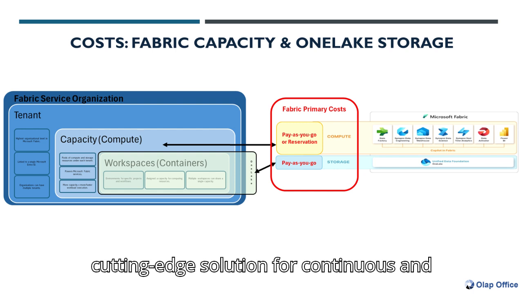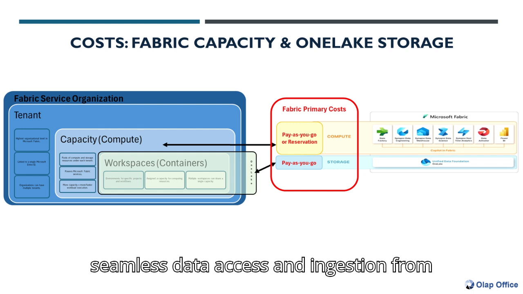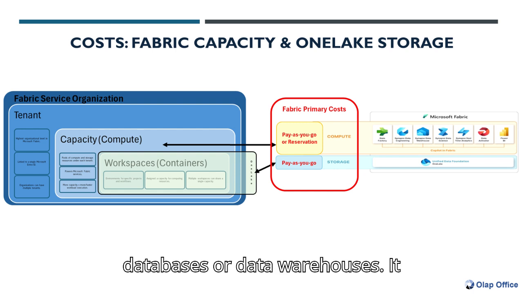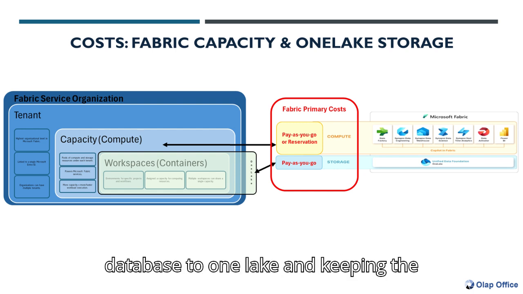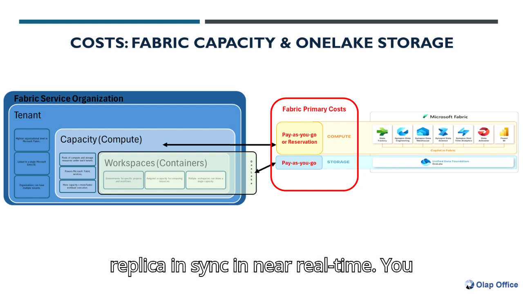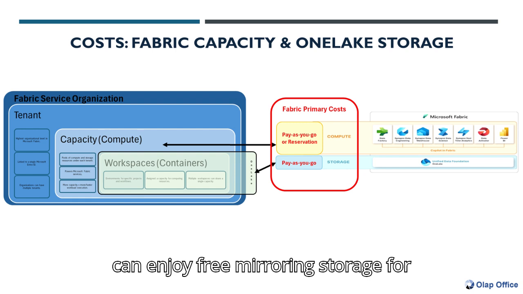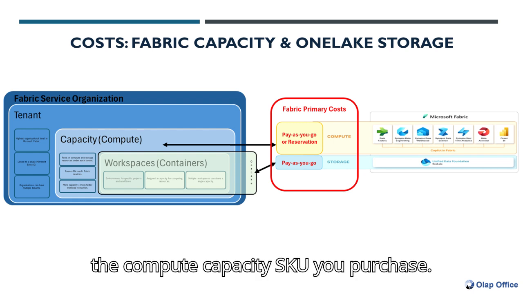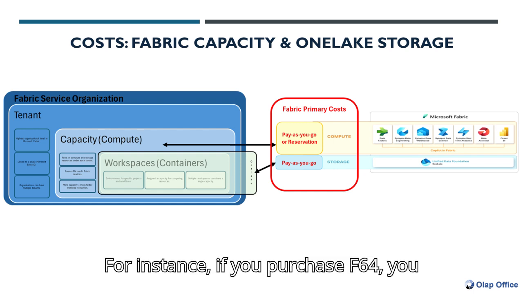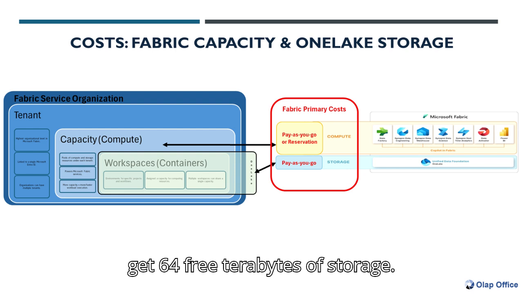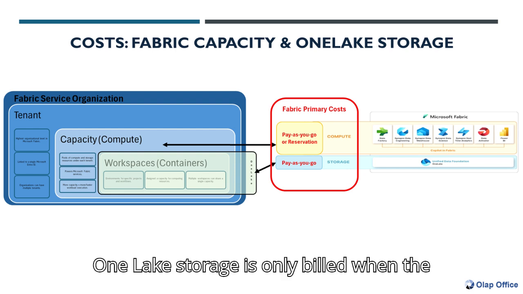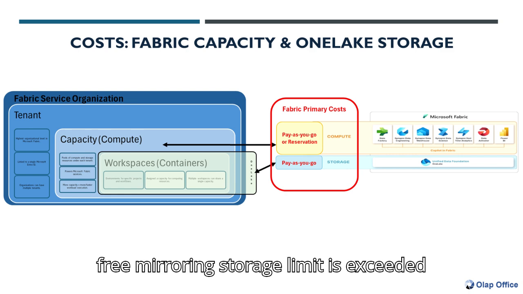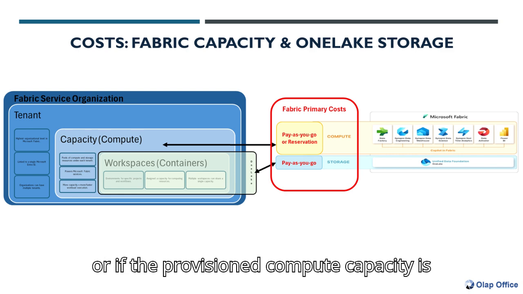Mirroring offers a cutting-edge solution for continuous and seamless data access and ingestion from databases or data warehouses. It works by replicating a snapshot of the database to OneLake and keeping the replica in sync in near real time. You can enjoy free mirroring storage for replicas up to a certain limit based on the compute capacity SKU you purchase. For instance, if you purchase F64, you get 64 free terabytes of storage. OneLake storage is only billed when the free mirroring storage limit is exceeded or if the provisioned compute capacity is paused.